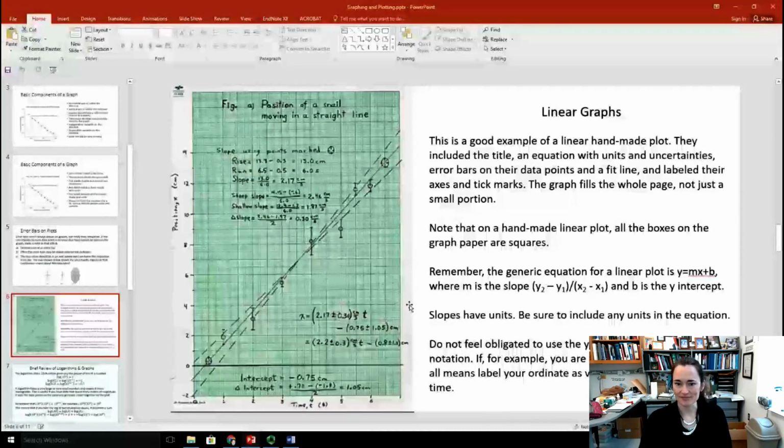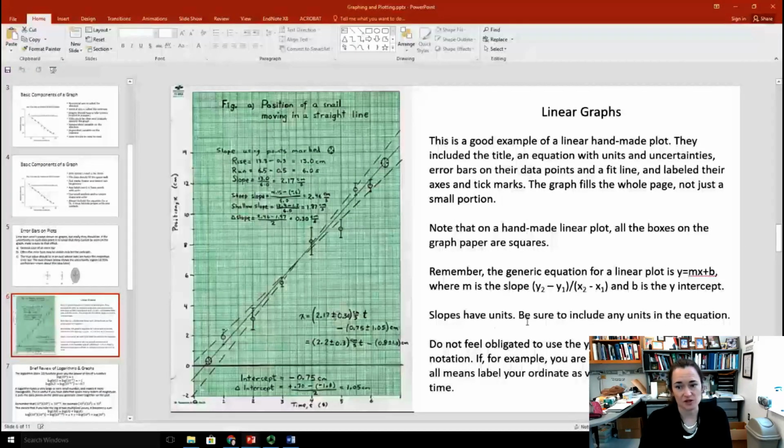Slopes have units. So be sure to include any units in your equation. Make sure that those units are there.